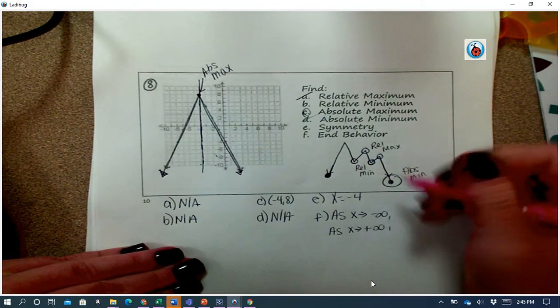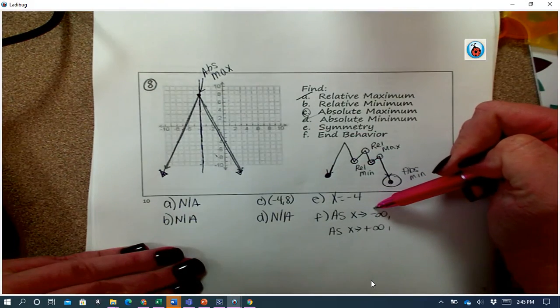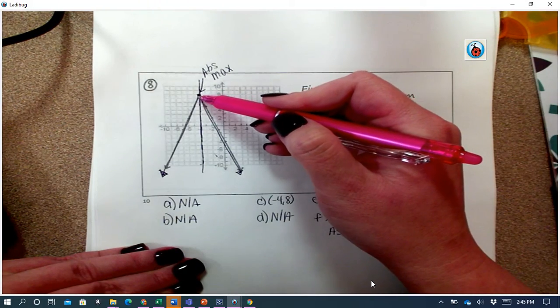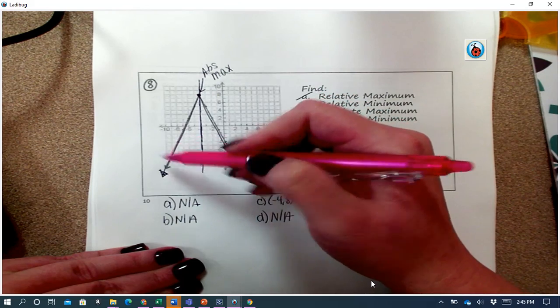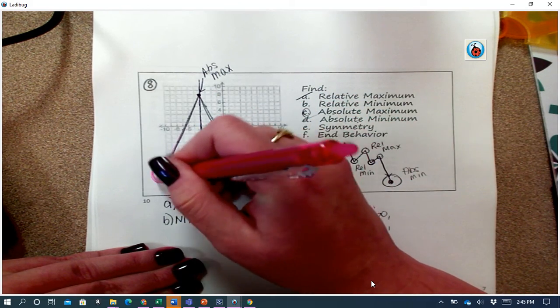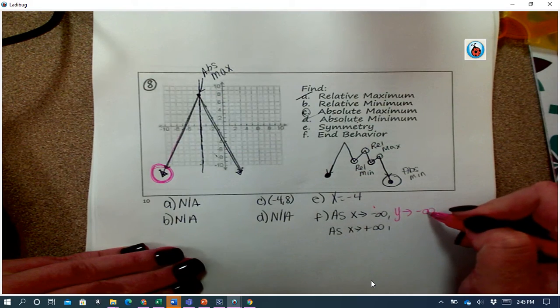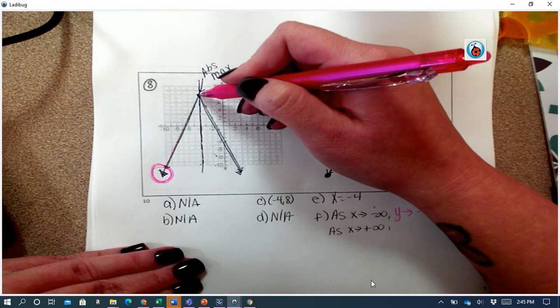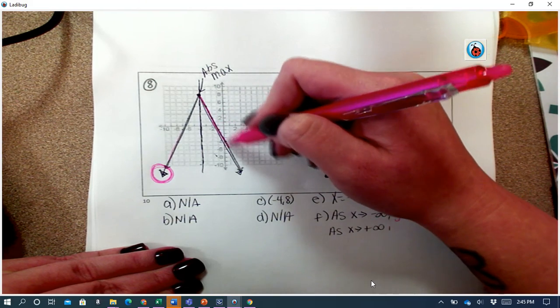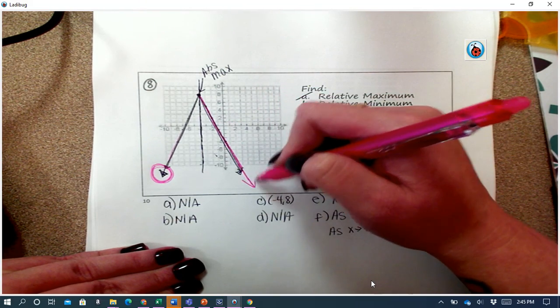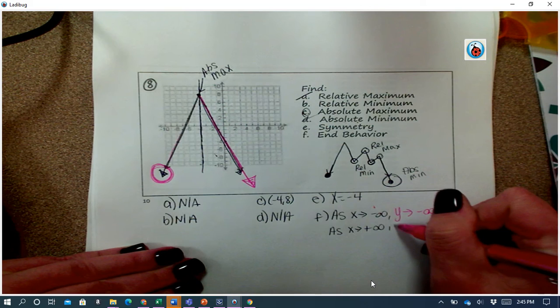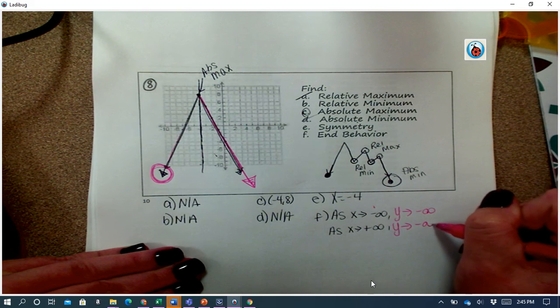What happens? So x going to -infinity, we're going to the left. This keeps going down forever. So y goes to -infinity. On the right, following it to the right, it keeps going down. So again, over here, y goes to -infinity.